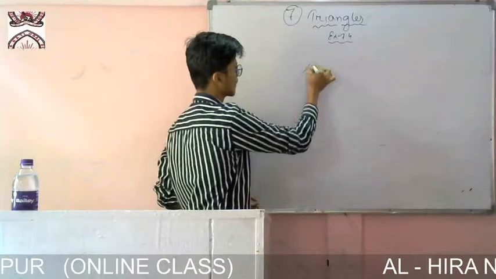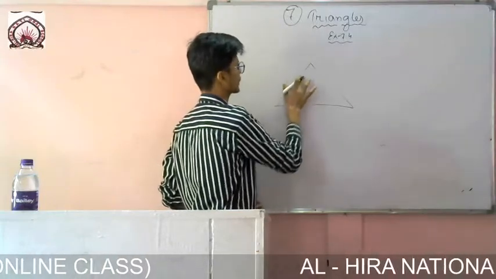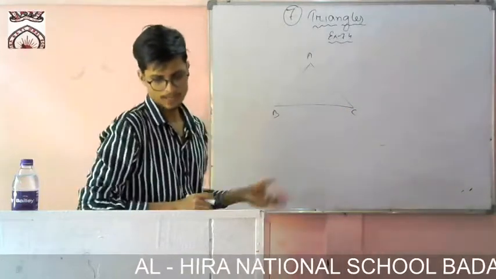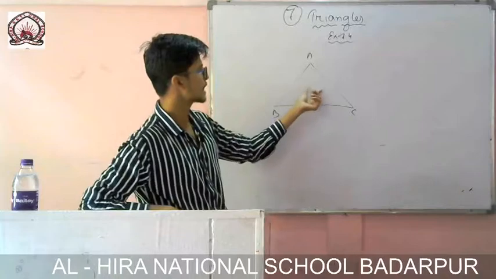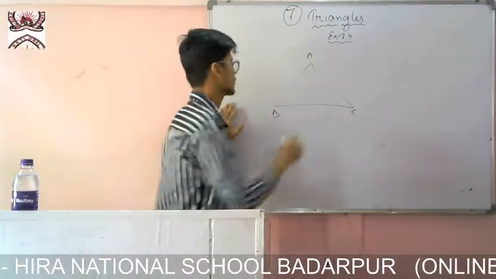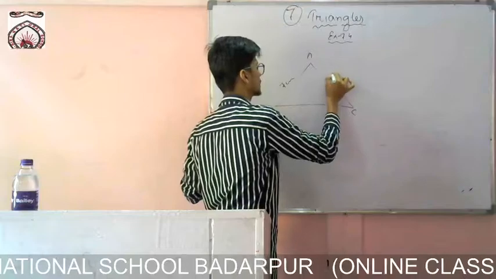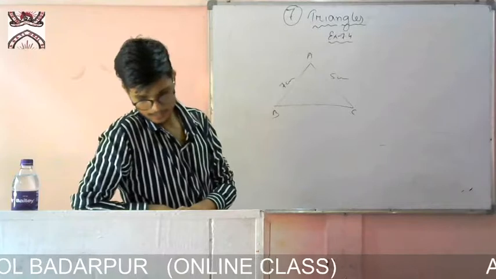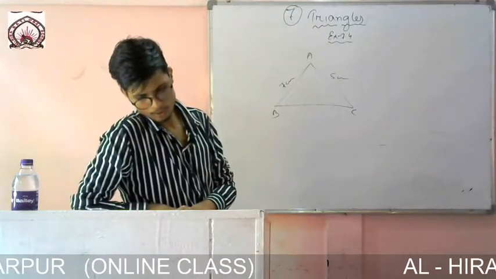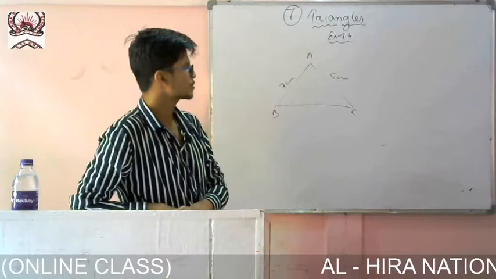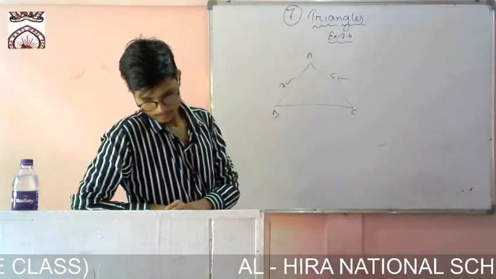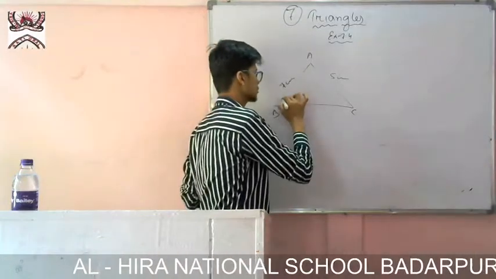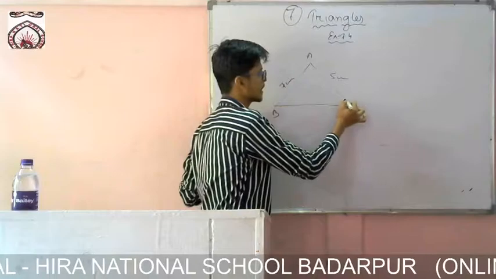If I draw a triangle like this, A, B, C. So here it is given that if two sides of a triangle are unequal, if these two sides are not equal, for example, let me take one as 7 centimeter, another one as 5 centimeter. It is given that the angle opposite to the longer side is larger. The angle opposite to this side, that is this angle, will be the larger angle.